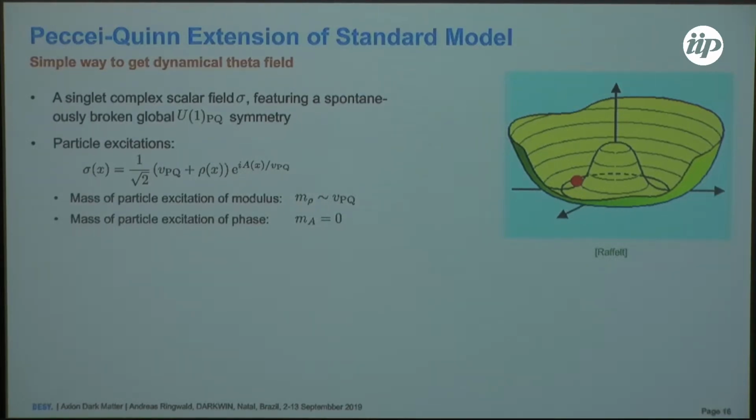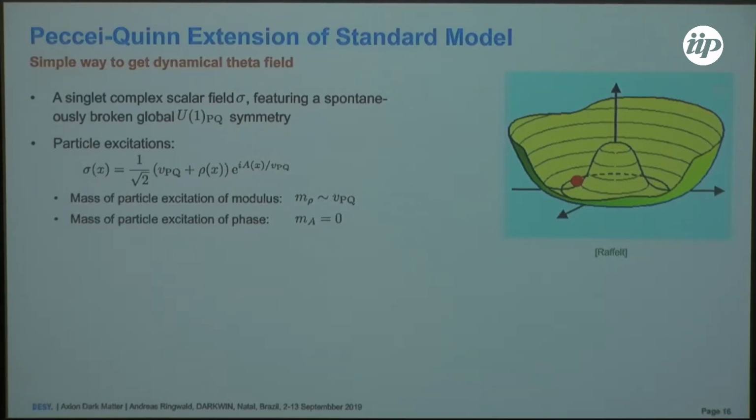But now how can you get such a field from a renormalizable ultraviolet completion of the standard model? You can imagine there's quite a simple way to get such a dynamical theta field. You start with a singlet complex scalar field sigma, which features a spontaneously broken global U(1) Peccei-Quinn symmetry.